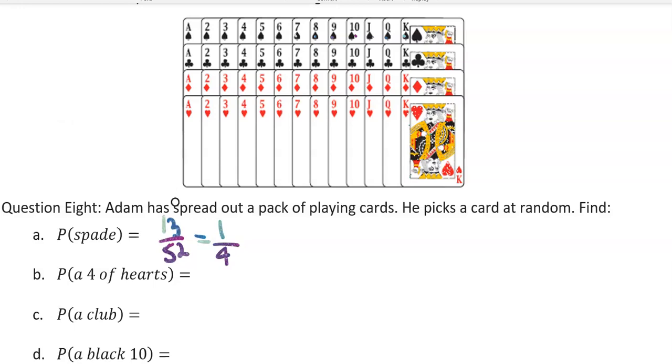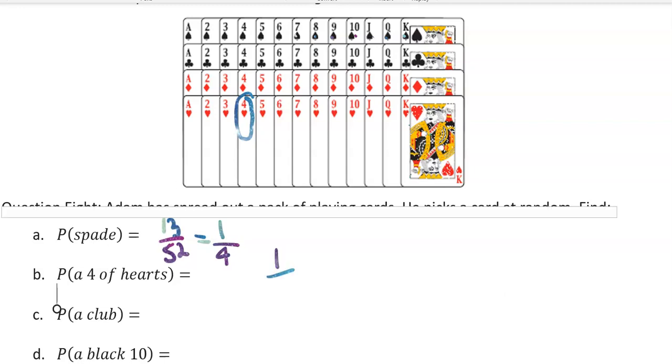Okay, what is the probability that we get a 4 of hearts? How many 4 of hearts are there? Well, here's our 4 of hearts, and there's only 1 of them. So there's only 1 4 of hearts. How many cards are there in total? There's 52. So we've got a 1 in 52 chance of selecting that one particular card.